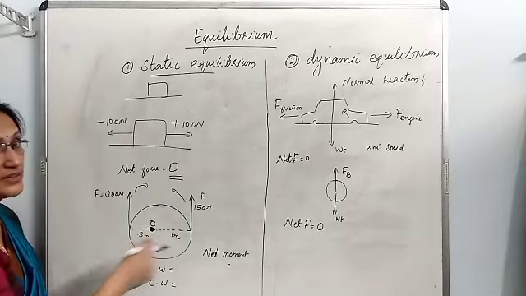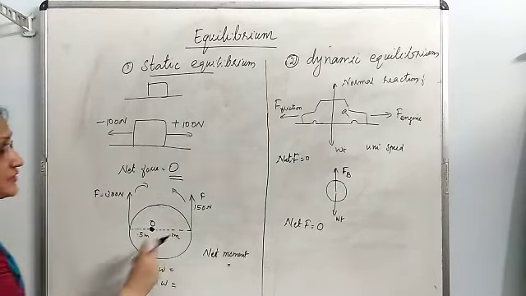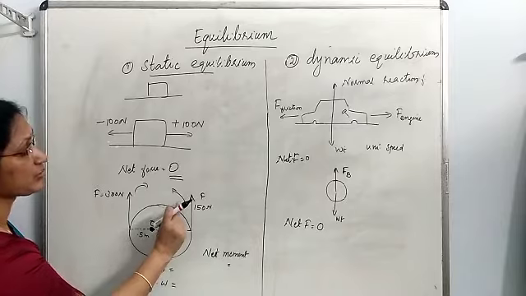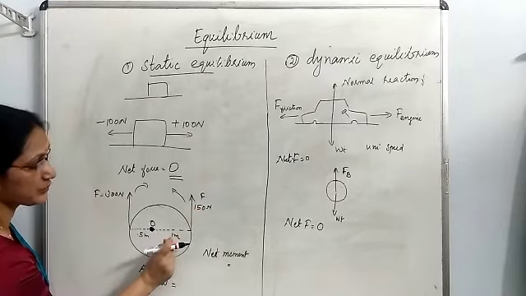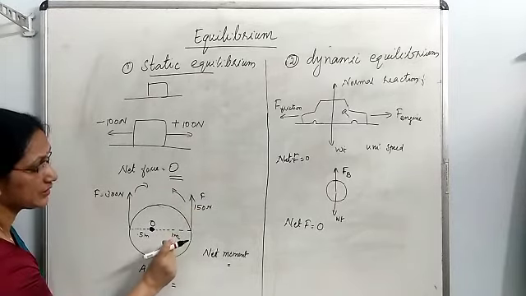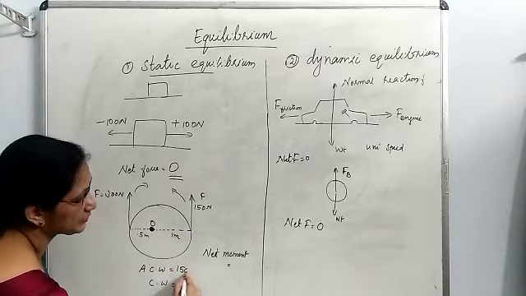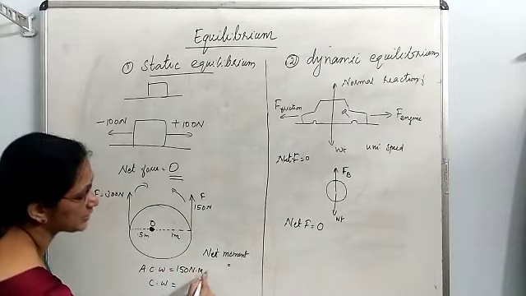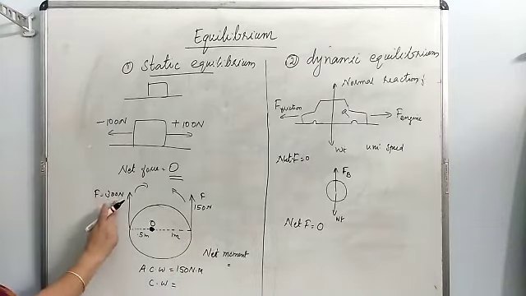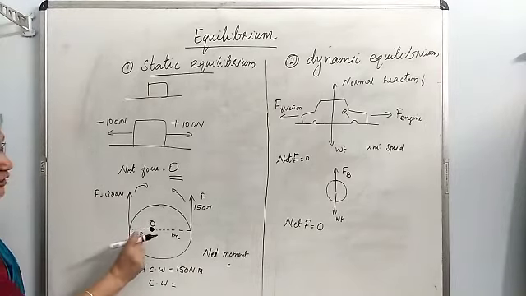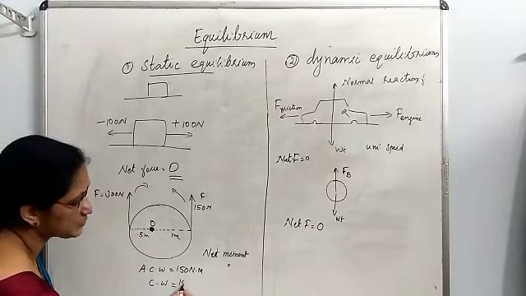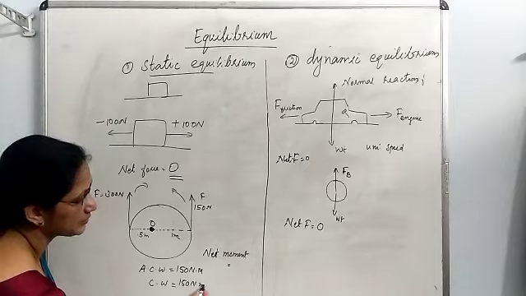Let us calculate the net moment on the body. First we will calculate the anti-clockwise moment. This anti-clockwise moment is force into perpendicular distance, 150 into 1. That means 150 Newton meter. How much is the clockwise moment? Force into perpendicular distance, 300 into 0.5, that is 150 Newton meter.